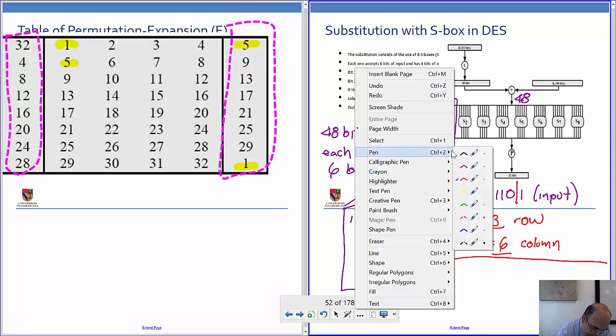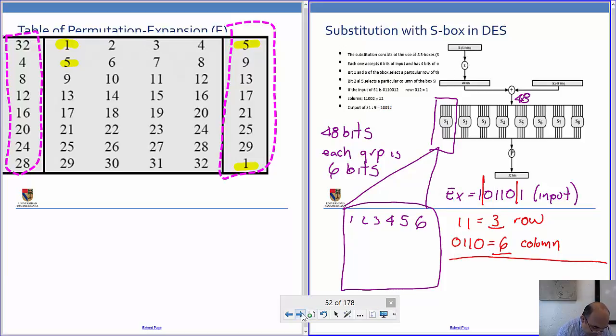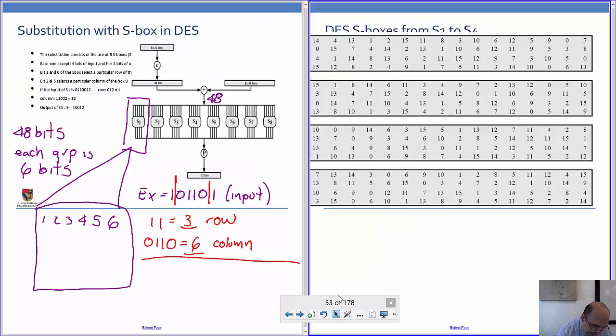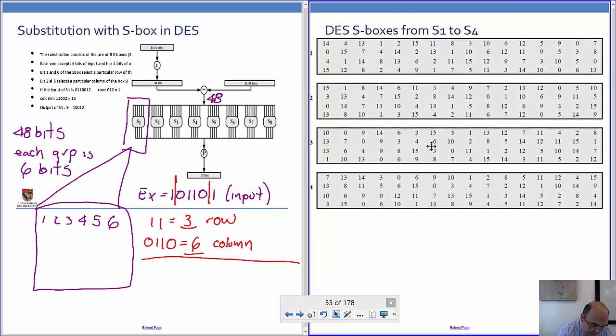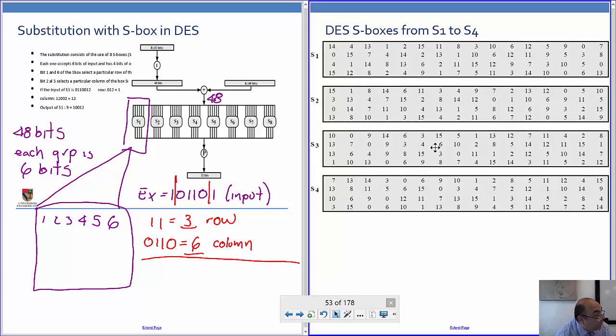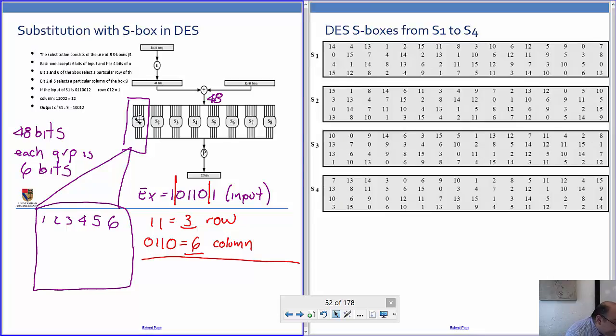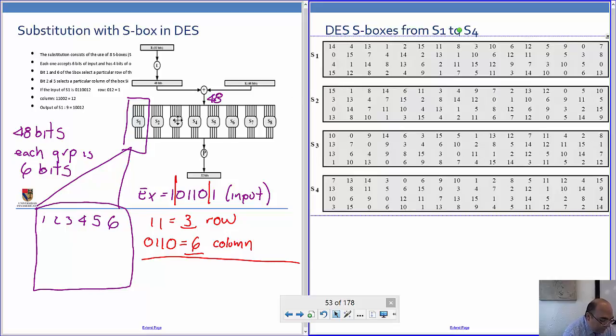Okay, so another print. Let's change, and this thing we have here are the boxes. We are going to have 8 boxes. This is box S1, box S2, box S3, box S4. For the first 6 bits, we are going to choose box S1. For the second 6 bits, we are going to choose box S2. For the third group, S3, and so on. So this is the first group.